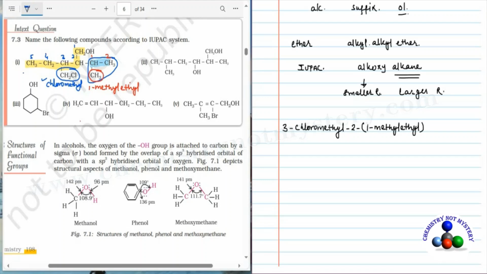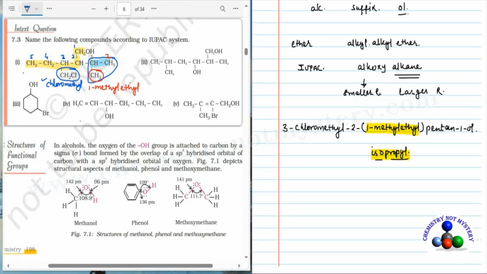Then write the name of parent. As the parent is 5 carbon long, the name of parent will be pentane and OH is bonded to first carbon. So here we will write pentane 1-ol. Instead of writing 1-methyl ethyl, you can also write isopropyl. Both the names will be correct. Either you can write 1-methyl ethyl or you can write isopropyl. Both the names will be accepted.